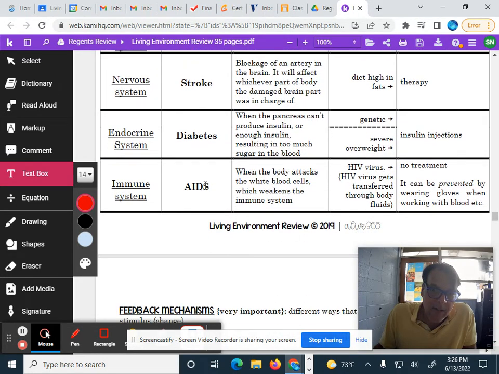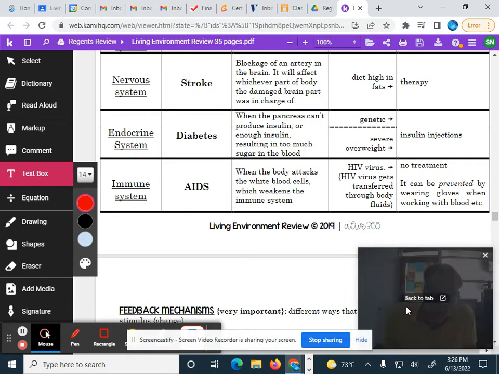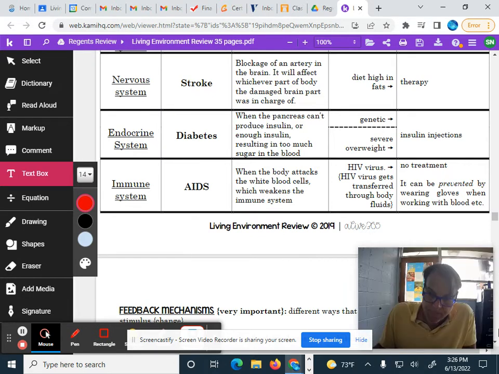I will talk about AIDS. AIDS is called acquired immune deficiency syndrome. It's when a virus attacks and destroys the white blood cells. And so what happens is you can't fight other infections. So you can die of things like pneumonia. So someone can have HIV, which is the virus, but not have AIDS, which means your white blood cells are kept at an acceptable level.